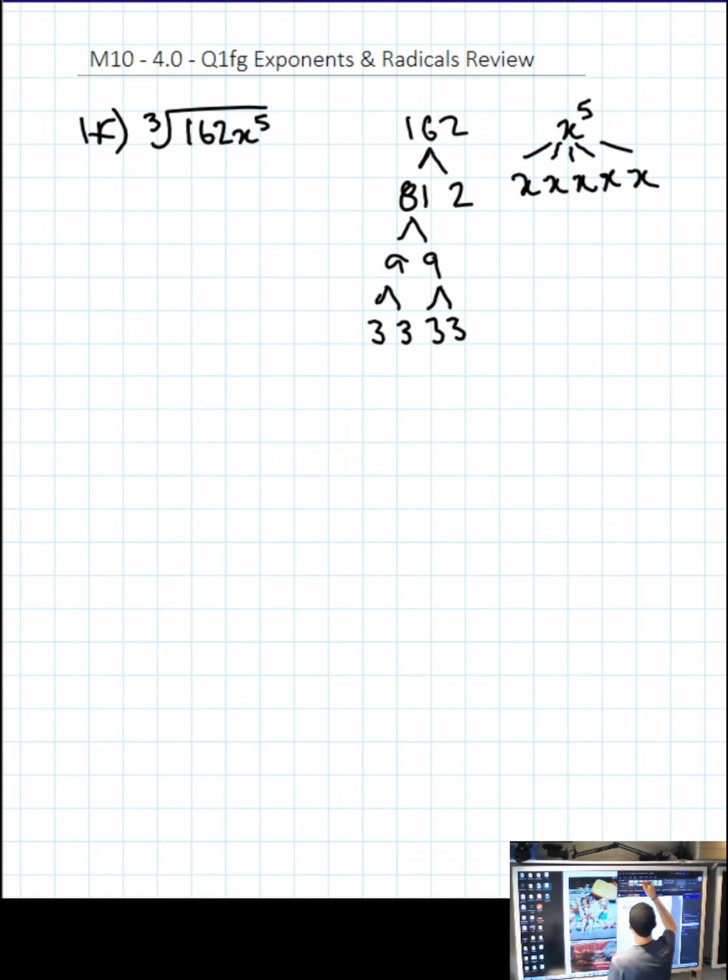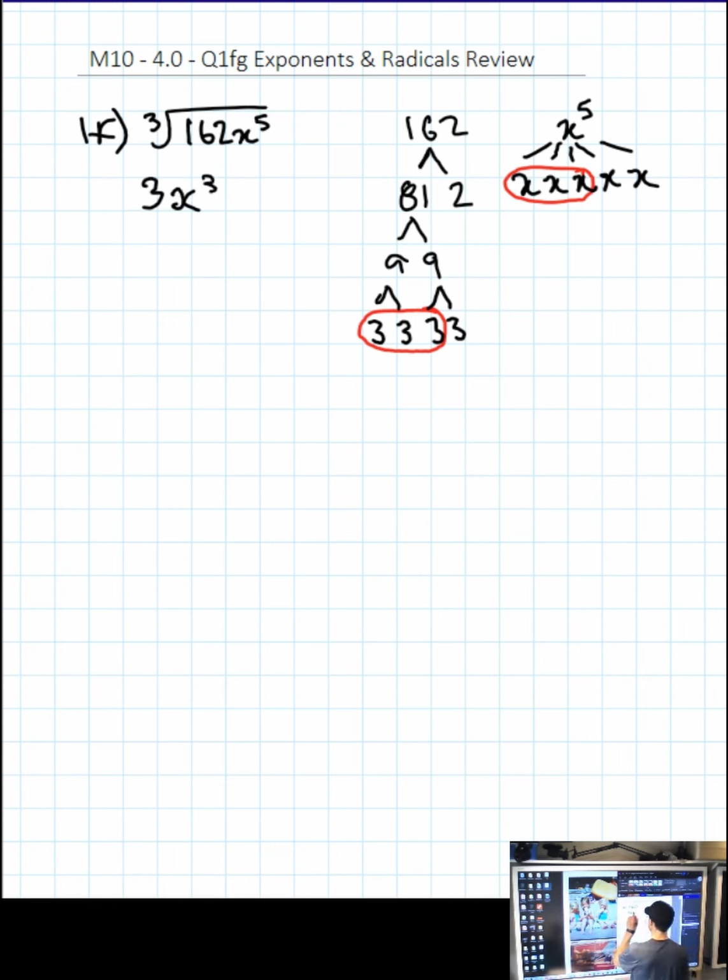This time, instead of writing all the numbers underneath the root, why don't I start circling numbers off to the right? We have a cube root, so we're looking for triples. I have three 3's and I have three x's underneath the root, meaning I can take out a 3 and an x.